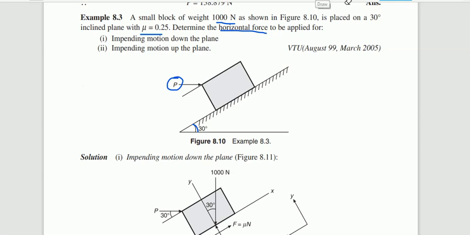This condition is required to write the friction direction. So that is impending motion down the plane, impending motion up the plane. What does it mean? Impending motion down the plane is nothing but the block moving in this direction, that is, the direction of motion is downward. And impending motion up the plane means the block is moving upward. Direction of motion is upward. So that is the meaning.